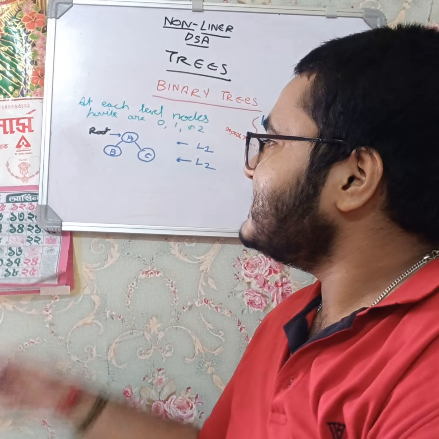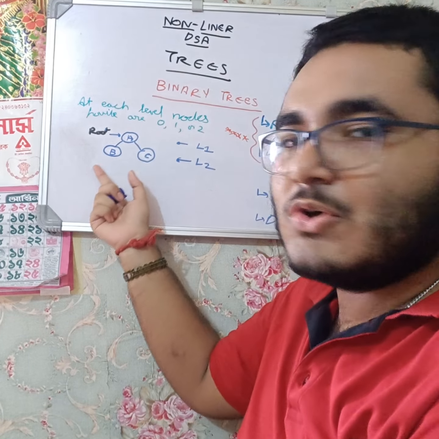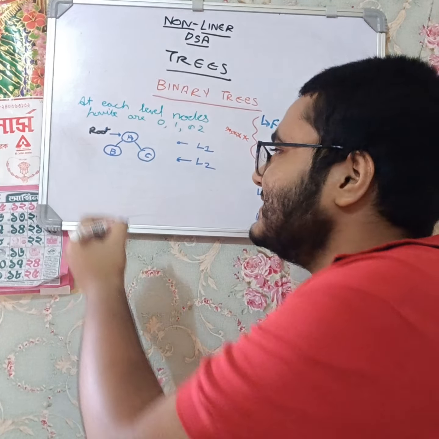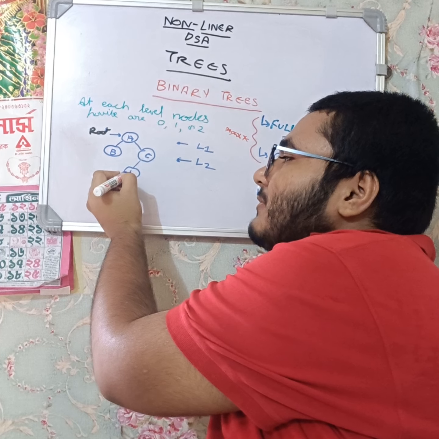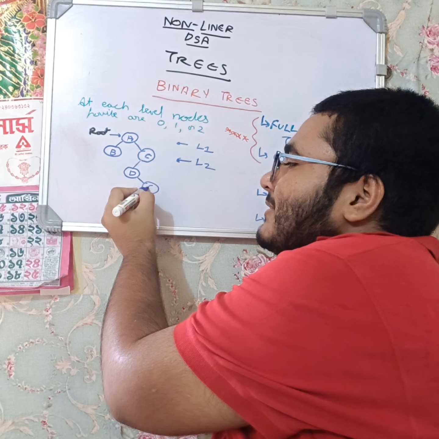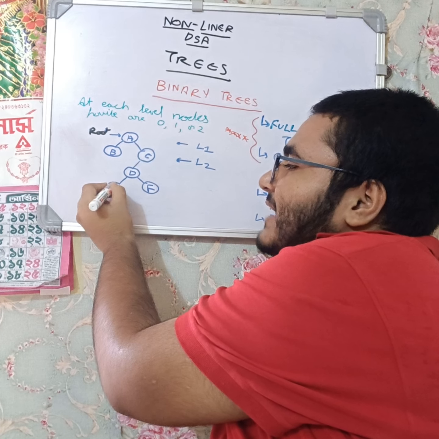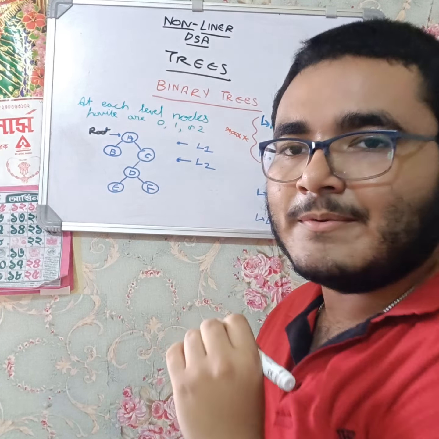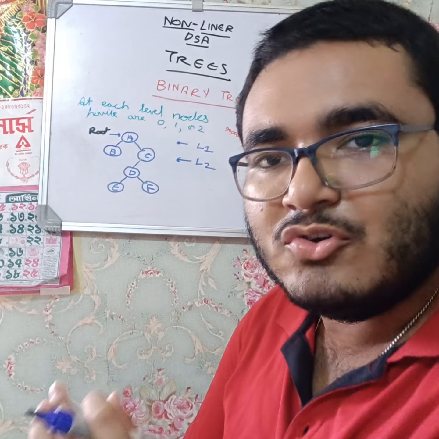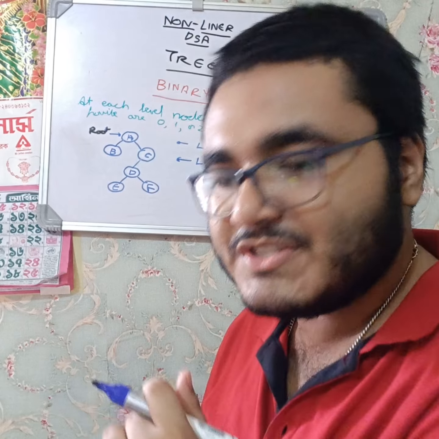Fine. Now the same thing will be applicable for B and C. So B can also have either 0, 1 or 2. Suppose B stays as it is, and C has 1 child, and suppose D wishes to have 2 children. There is a restriction. It cannot have more than 2 children. None of the nodes can have more than 2 children. Fine. So this is the basic concept of a binary tree.